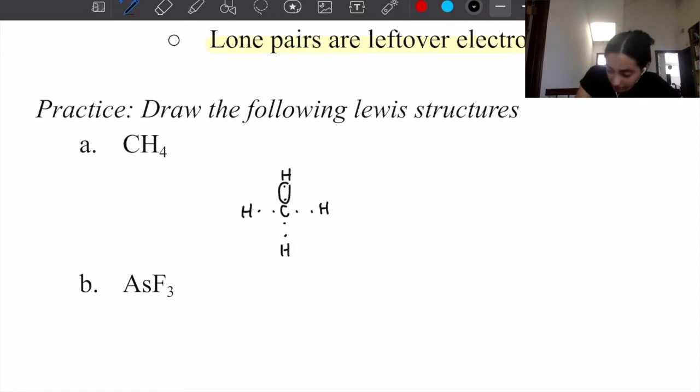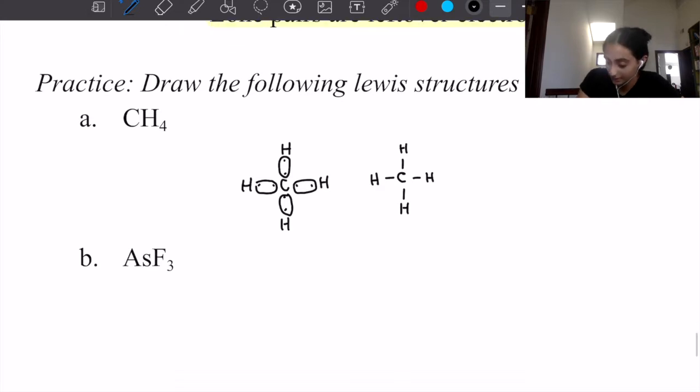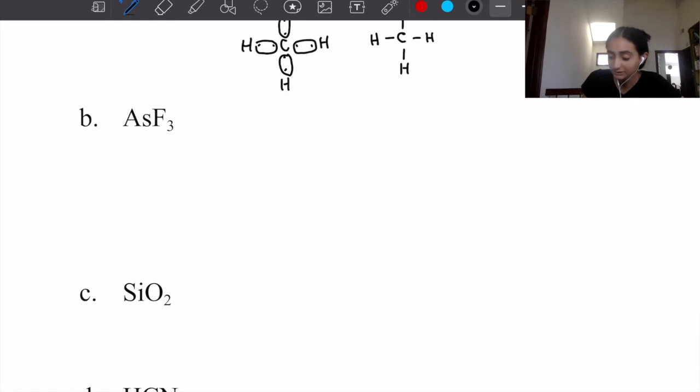So I'm going to connect these 2 electrons, these 2, and these 2. And just to make it a little cleaner, I'm just going to draw them as a line. And then we have our completed Lewis structure. Let's try our next one.